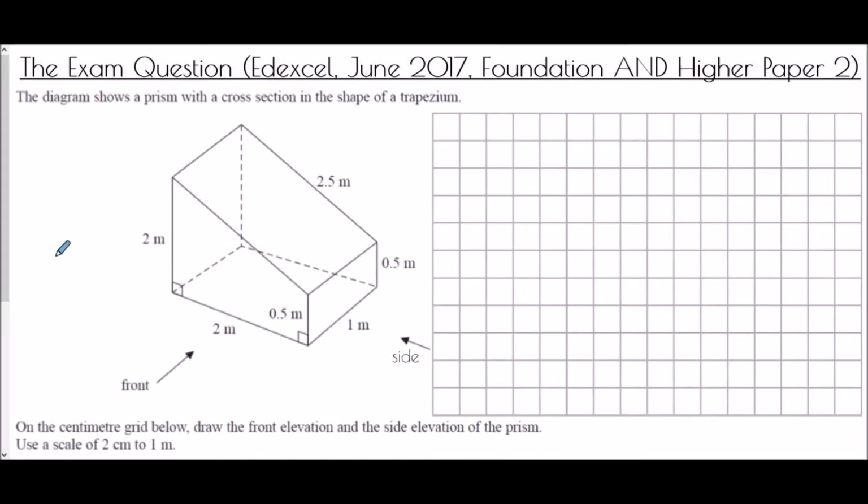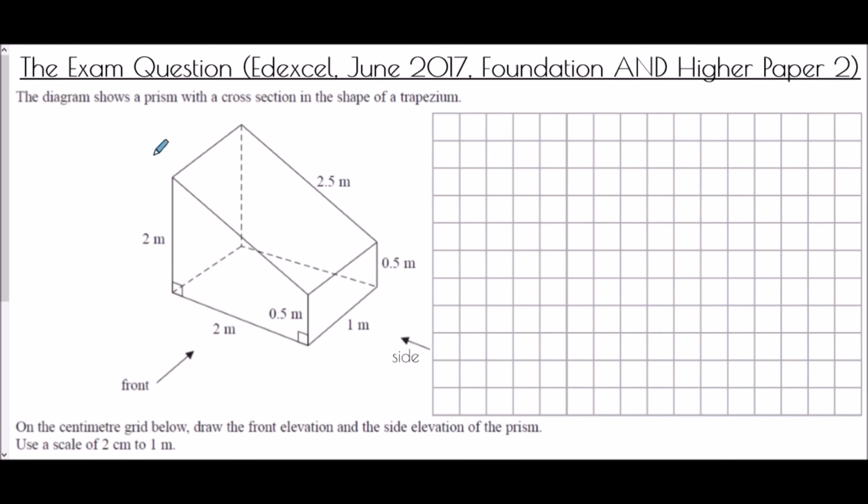And so we end with the exam question, and this came from the Edexcel paper in June 2017, and it was on both the foundation and higher papers. And so this is a crossover question, a grade 4 to 5 question, and it tells us that the diagram shows a prism with a cross section in the shape of a trapezium. On the centimetre grid below, draw the front elevation and the side elevation of the prism using a scale of 2 centimetres to 1 metre. So there's an awful lot to unpack from that question.